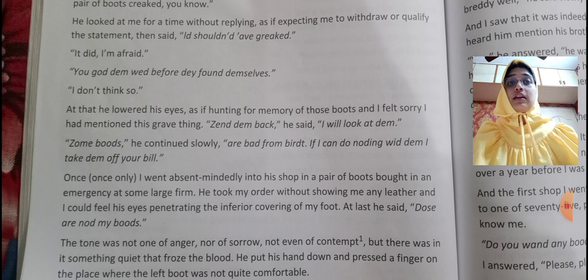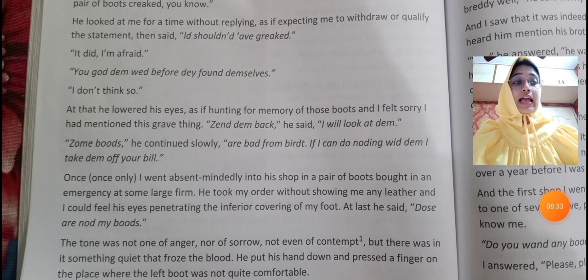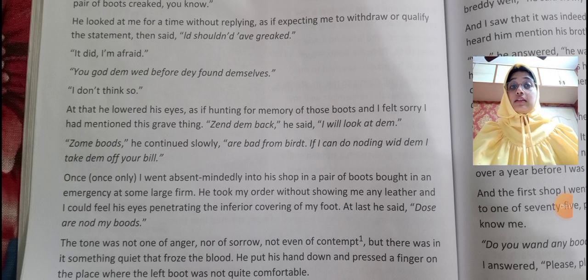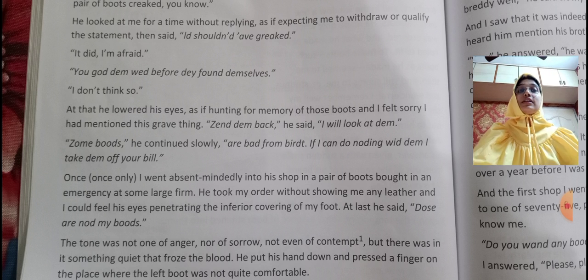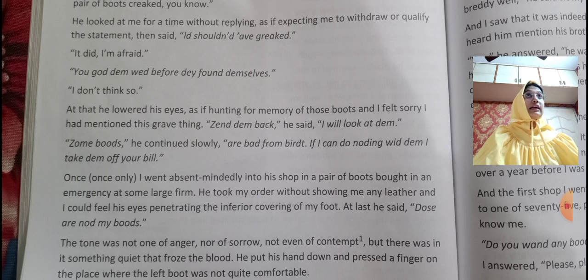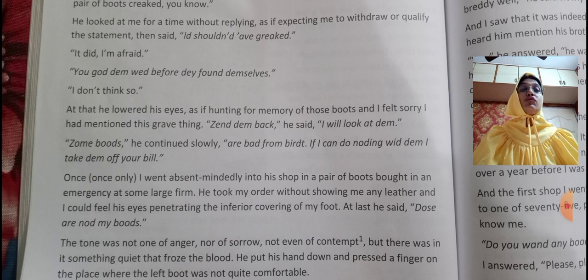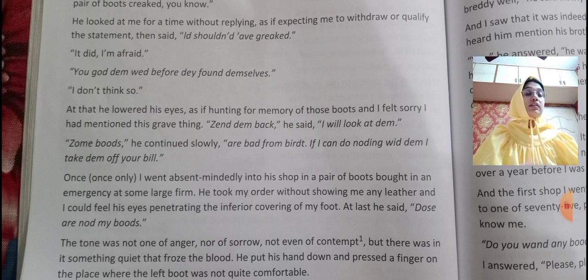He looked at me for a time without replying, as if expecting me to withdraw or qualify the statement, then said, "It shouldn't have creaked." So he looked at him for a while without replying, as if Mr. Jessler was expecting him to withdraw whatever he had said, to take back the words he had spoken, because this is not the kind of boots he makes. He said that it should not have creaked.